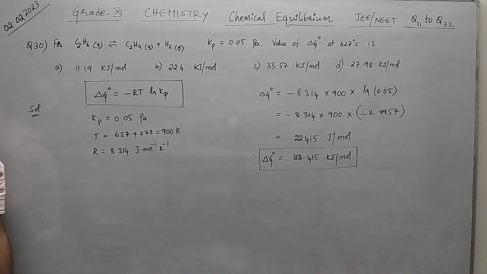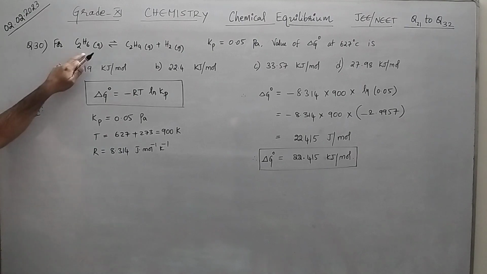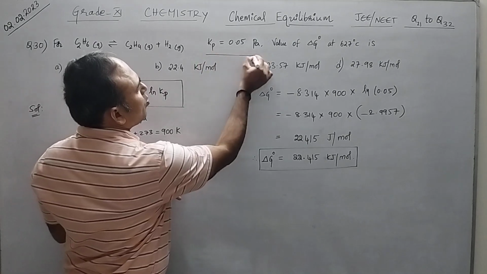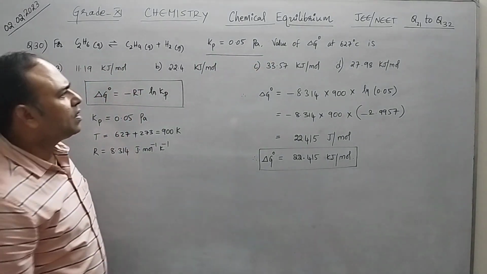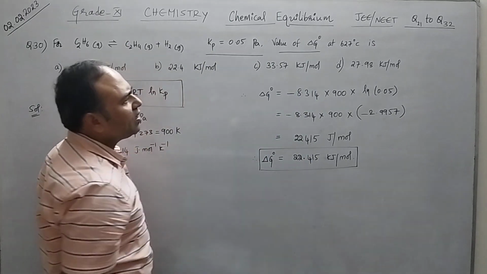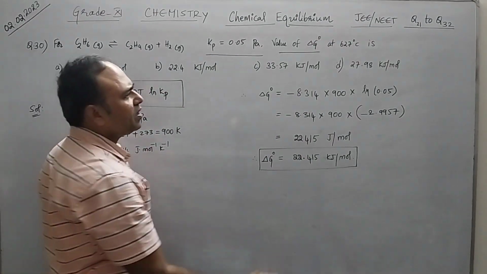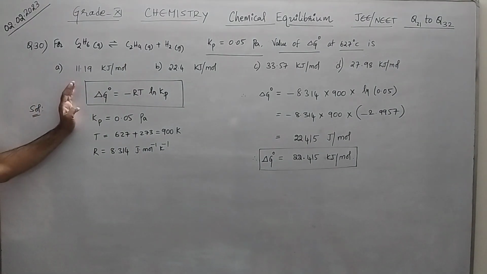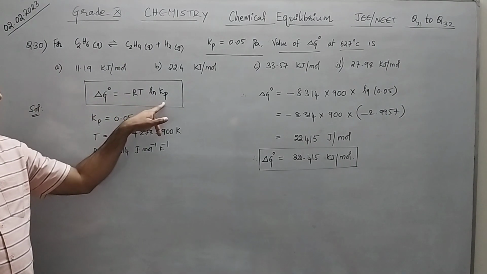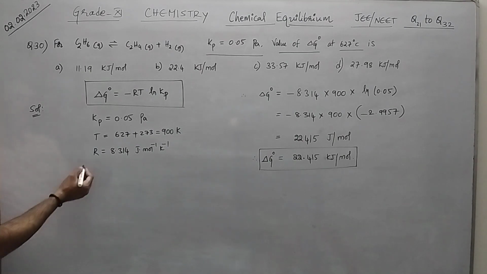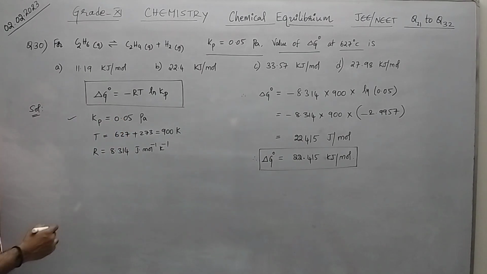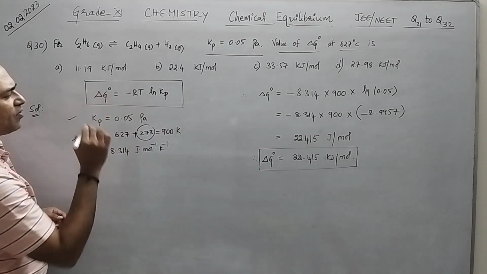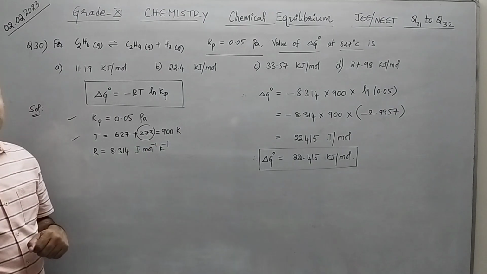Next, question number 30, I have solved this. For C2H6, C2H4 plus H2 is formed and Kp is given as 0.05 Pascal. They are asking for the Gibbs free energy, that is delta G naught, at a temperature of 627 degrees C. If you know the formula, you can easily calculate: delta G naught is minus RT natural log of Kp. Now what is given? Kp is 0.05 Pascal. Temperature, you know, 627 degrees Celsius, therefore to convert into Kelvin add 273, so you get 900.